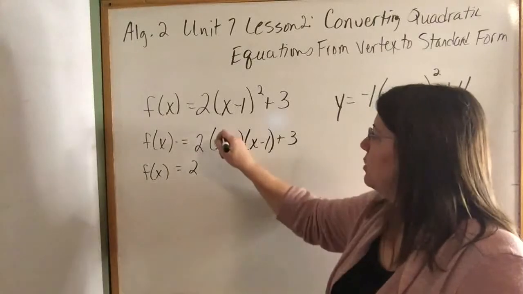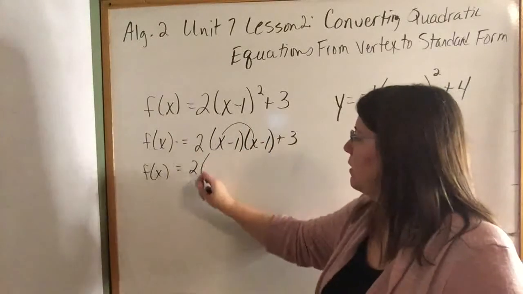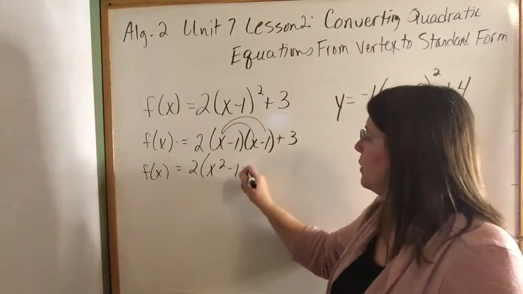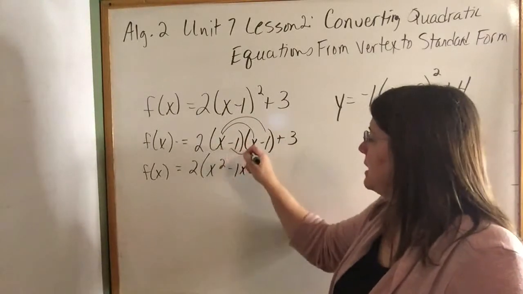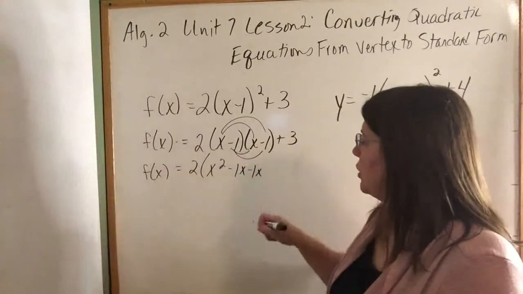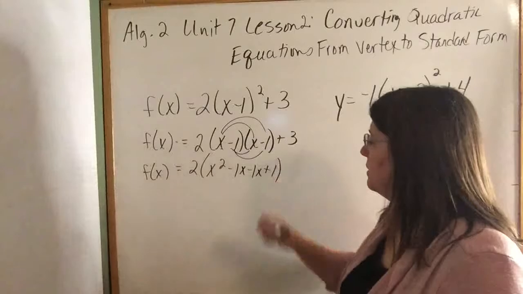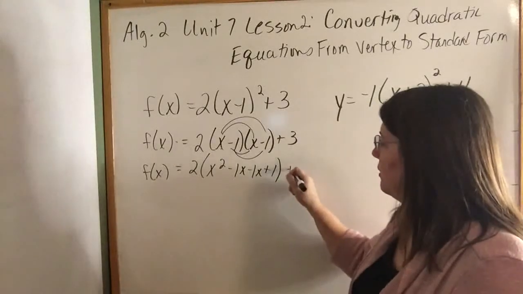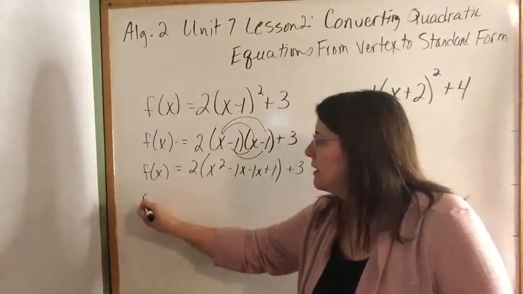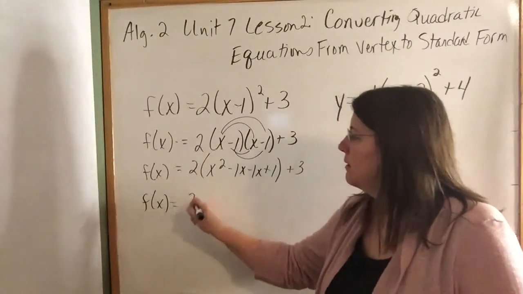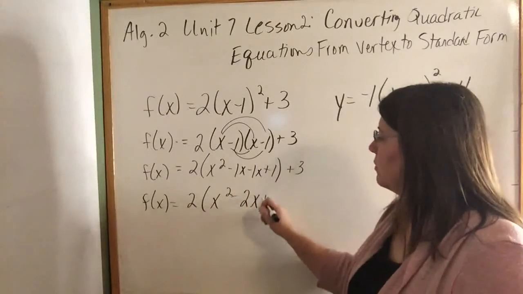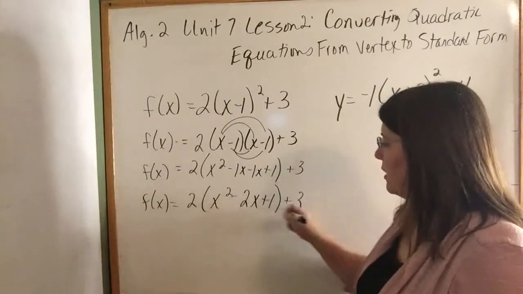When I FOIL, I do the first terms, that would be x squared. The outside terms would be minus 1x. The inside term is minus 1x. And the last terms is plus 1. And then we still have the plus 3 on the outside. I'm going to add my like terms on the inside. So I have x squared minus 2x plus 1. And then the plus 3 on the outside.